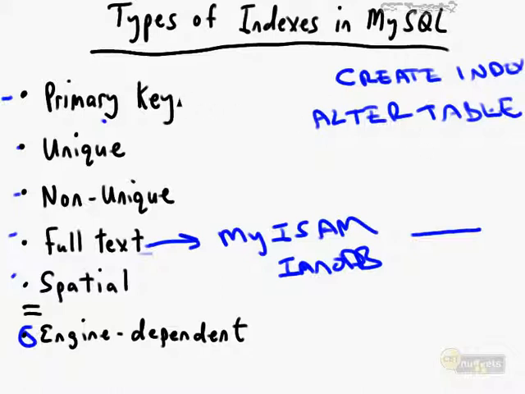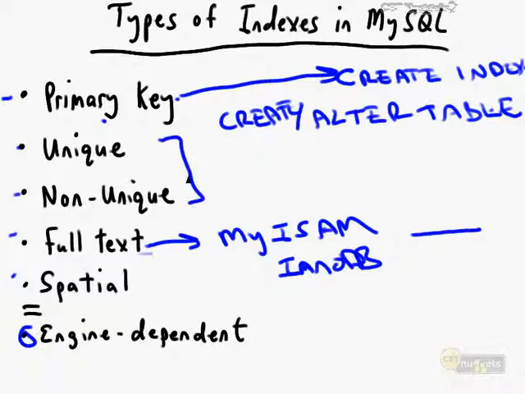Now, the primary key index cannot be created with create index. The only way you can create this generated primary key index is, as I said, to specify the primary key constraint in a create table or an alter table statement. Okay, so keep that straight. The other kinds of index are unique, non-unique, full text, and spatial. You can create those either in your table statement, or you can use the create index DDL command, as we'll see as we go along.